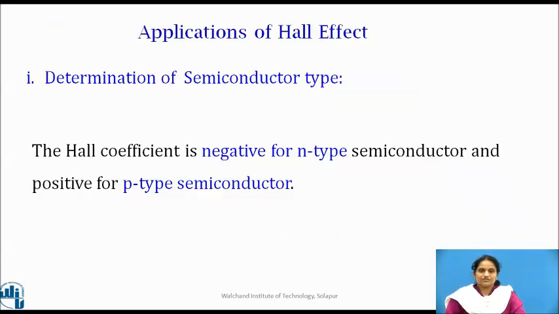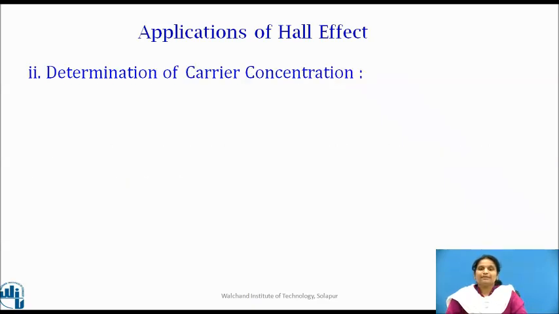The first application is, from Hall effect, we can determine the type of semiconductor. The Hall coefficient is negative for N-type semiconductor and positive for P-type semiconductor. Therefore, the sign of the Hall coefficient can be used to determine whether a given semiconductor is P-type or N-type. By measuring Hall coefficient, the carrier concentration in a semiconductor can be determined.